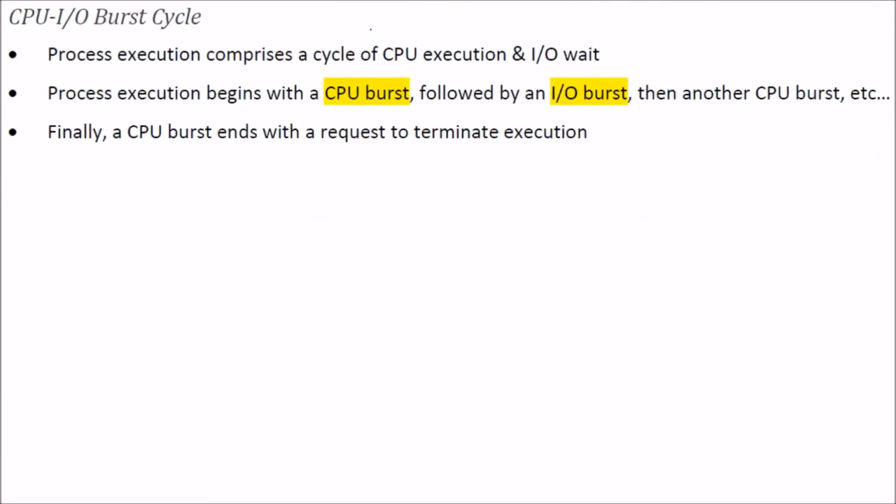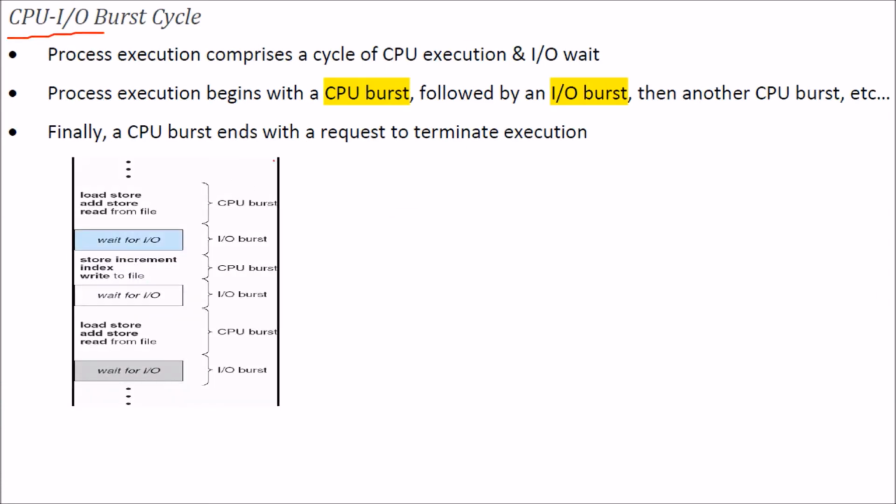I'll show you. There is the CPU input output burst cycle. What it means is that when a CPU burst is given, it is the time the process takes in the CPU, and it is computation bound. So this is where the CPU burst is going on. Now the process is waiting, so this is the input output burst. Now again the CPU is operating on it, so it is a CPU burst. Likewise, this goes on and on. So this is a cycle, and when the CPU burst ends, there is a request to terminate the execution.